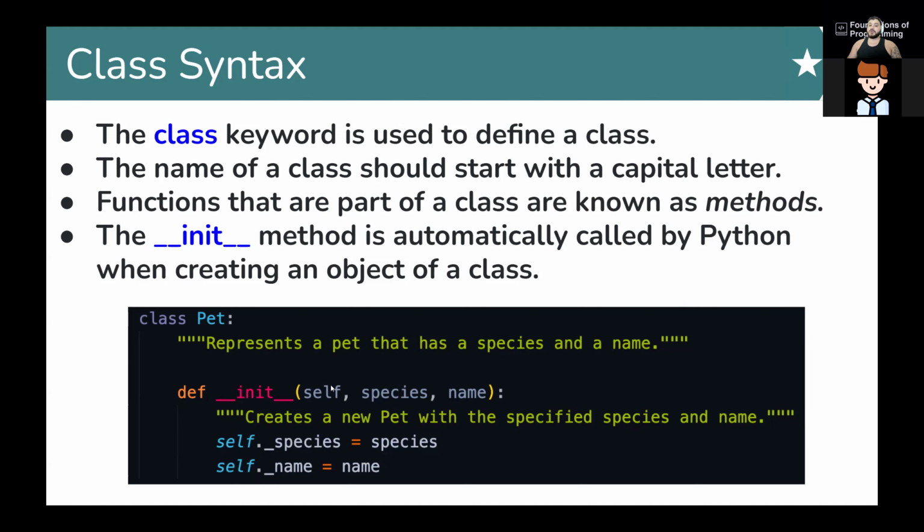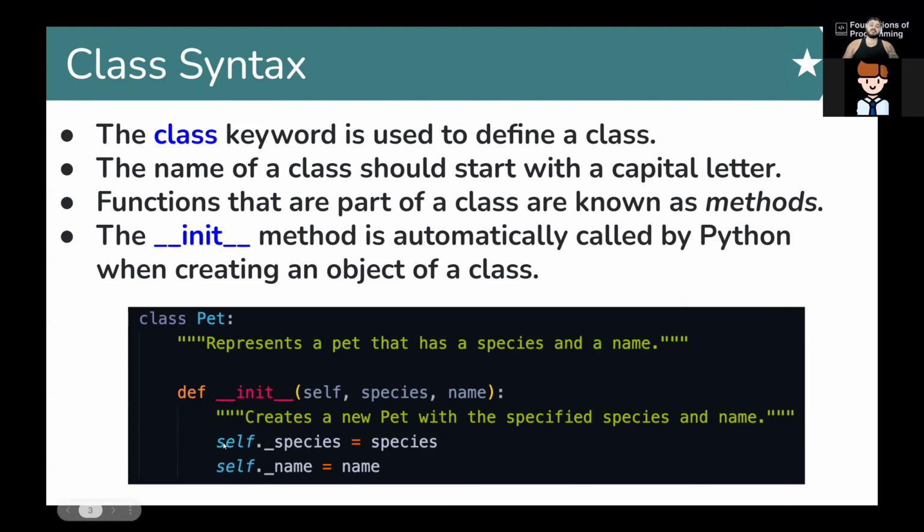So the very first parameter you're going to have to put in here is going to be self. And then after that, you're going to put whatever properties, or really what we call attributes, that are going to belong to the pet. So notice here that we pass in species and name. Afterwards, we have the actual attributes or properties that are going to belong to this class.